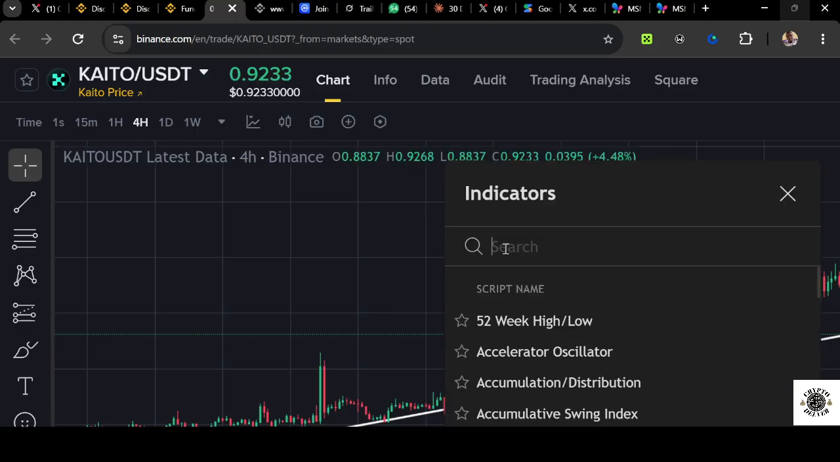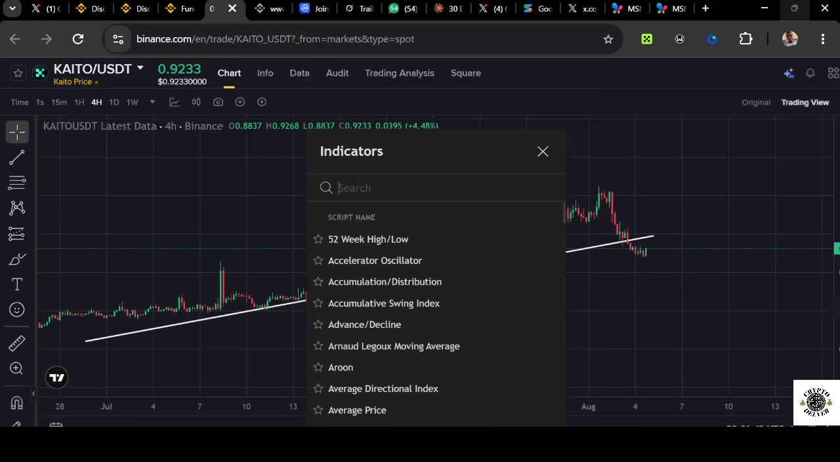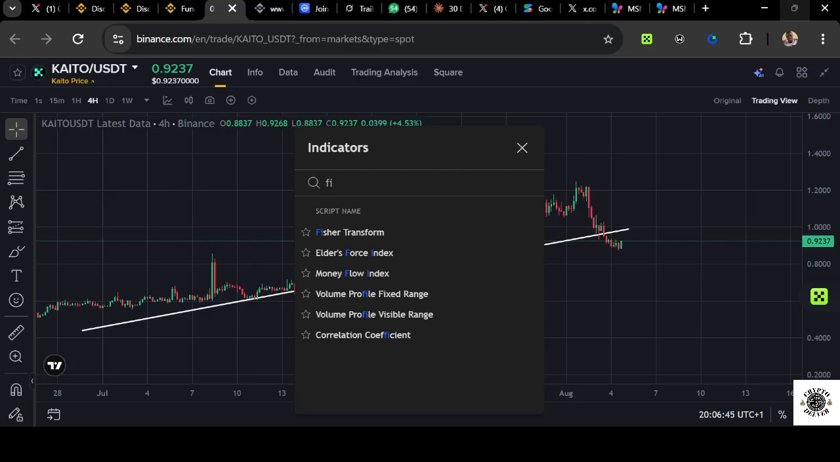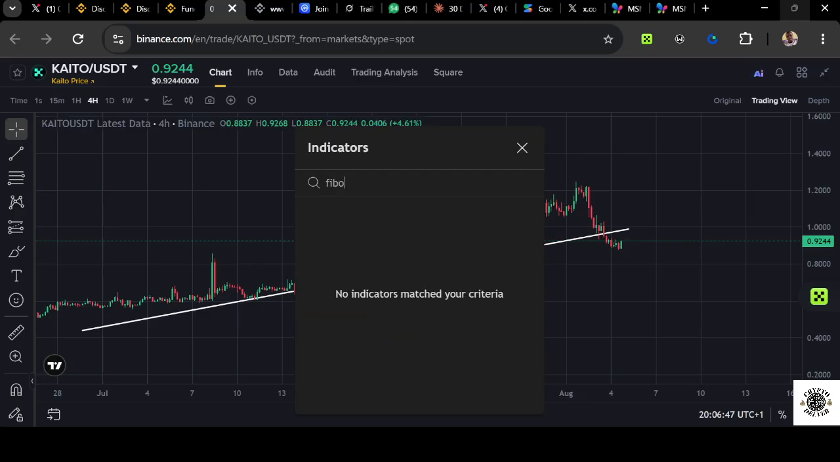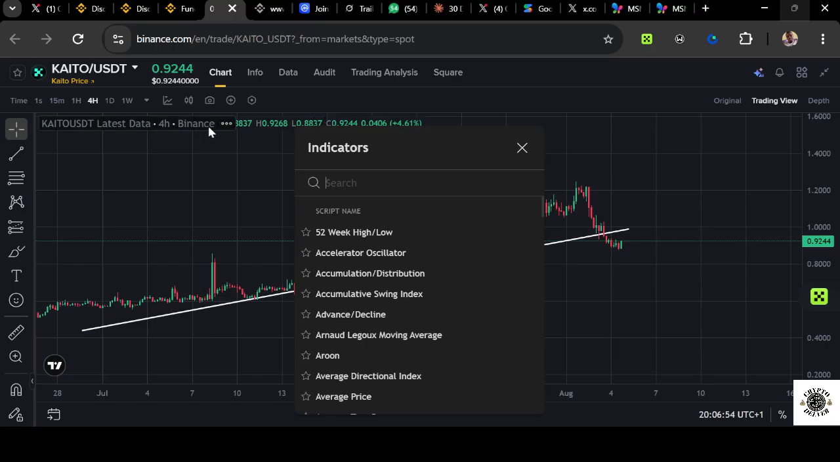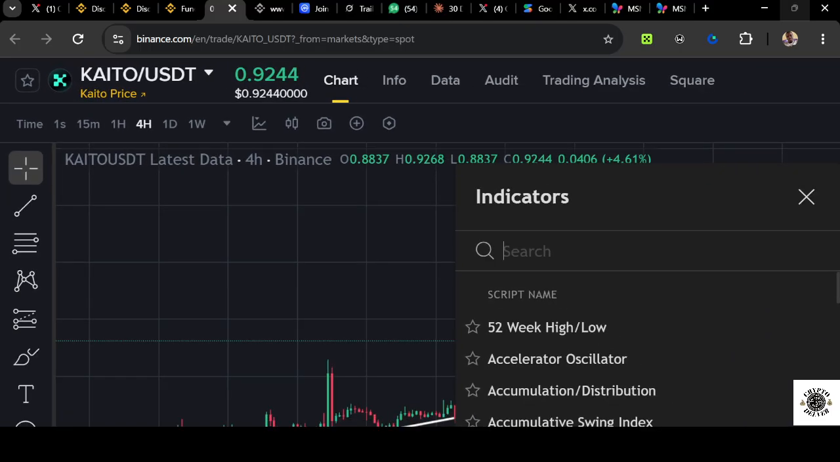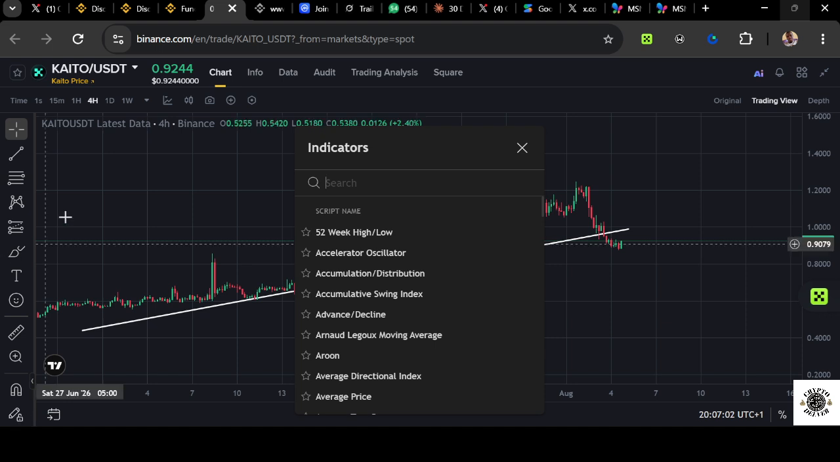Okay, so if you search for Fibonacci, or Fibo, there's nothing like that. So how do you get this Fib indicator? It's not accessible through normal search. If you want to get the Fib indicator, it's actually looking at you right now. This is what you are looking at. So hover your cursor over this place, and you're going to have this one here called Fib.